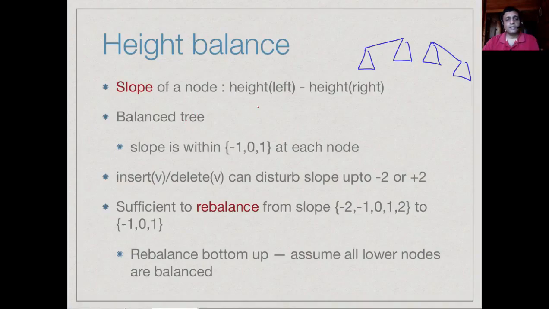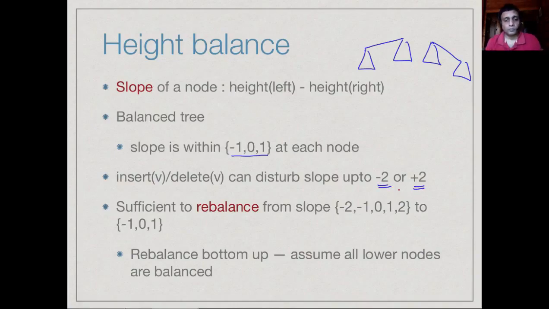So in a balanced tree, since the absolute value of the height difference must be at most 1, you can only have 3 possible slopes throughout the tree. Either there is no slope, they are exactly the same, or it is minus 1 or plus 1. Now you can argue very easily that if the current slope is minus 1 or plus 1, when you delete a node, you can reduce one of the heights by 1, so the difference can go from 1 to 2. Or when you insert, you can make the height difference again go from 1 to 2.